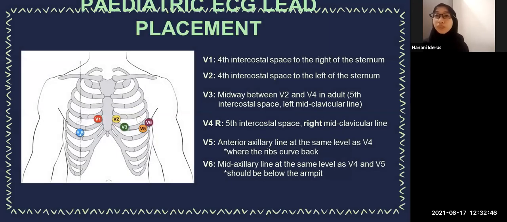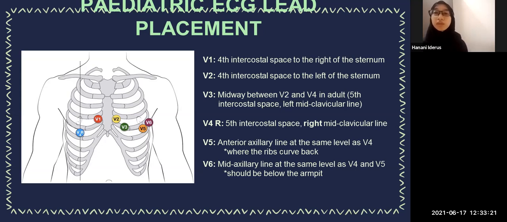As for the precordial leads, it's a bit different from adults, because in younger children the right ventricle extends to the right side of the sternum. That's why for the precordial leads, in addition to V4, we have V4R, in which instead of putting it at the left side, we put it at the right side, but the position is the same. For the other leads, it's the same.